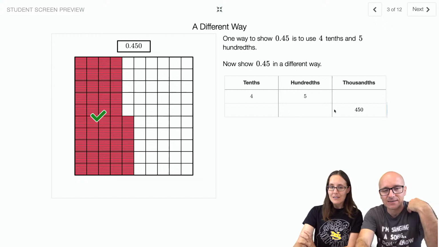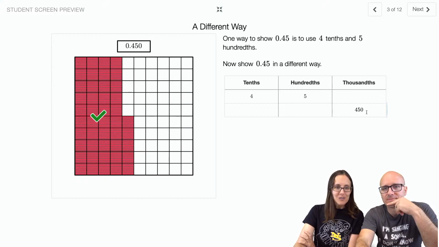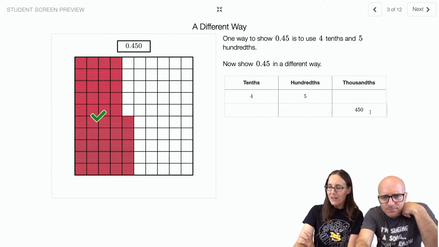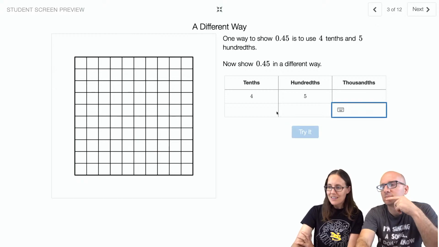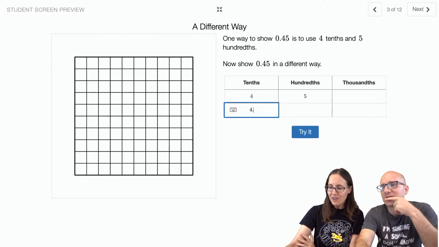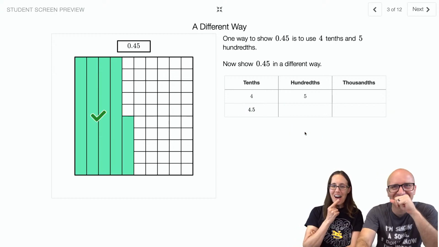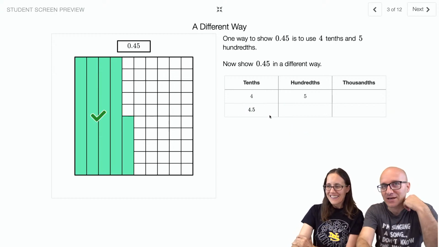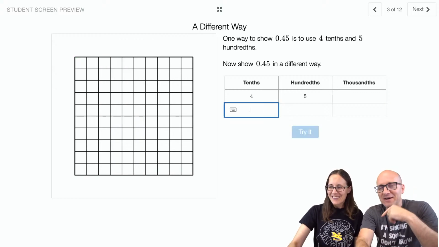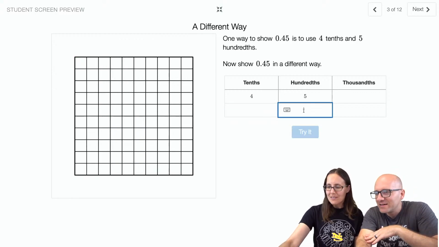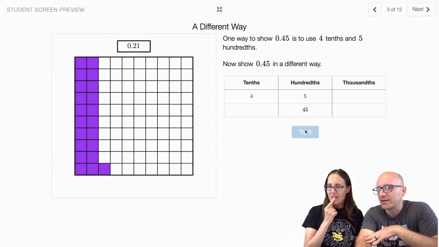Can I do it again? Yeah, go ahead. Ooh. And Maria did it with just the tenths. So will it accept decimals here if I just do 4.5? Awesome! I don't think you were supposed to do it that way, but yes, that's very clever. Or no, it was purple, so it was just the hundredths. So let's see. Oh. So you were the naughty one, Science Mom.